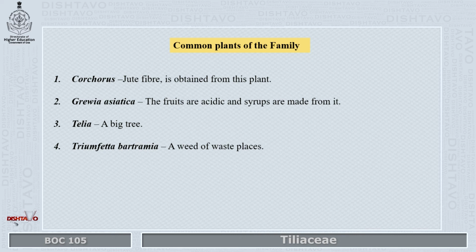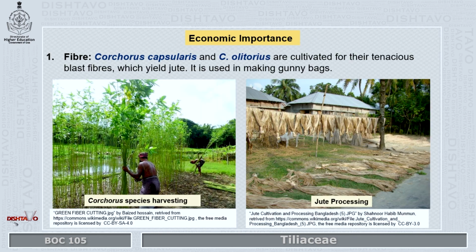So moving towards the common plants of the family, the first is Corchorus. It is used for jute, since we are obtaining jute from it. Then Grewia asiatica, whose fruits are acidic and syrup is made from them. Then comes Tilia, which is a tree and it is used for timber. Then Triumfetta bartramia, it is a weed of waste places. So these are the economic importance.